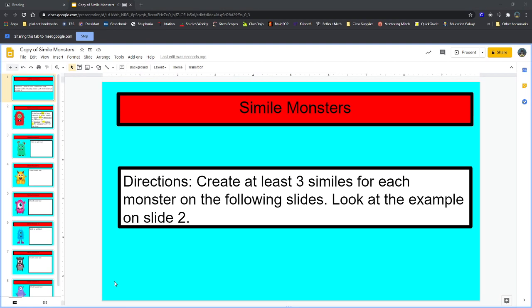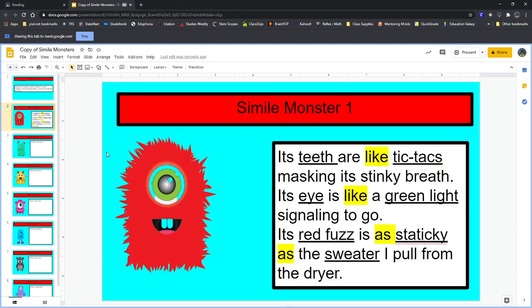So, similes are when you compare two different things and you use the word "like" or the word "as." Okay? They did one monster for us as an example. They want us to create 3 similes for each monster. So let's take a look at the example monster. Here's the monster off to the left. The similes are: its teeth are like tic tacs, masking its stinky breath. Its eye is like a green light, signaling to go. Its red fuzz is as staticky as the sweater I pulled from the dryer.